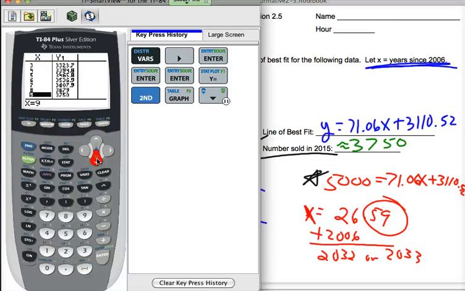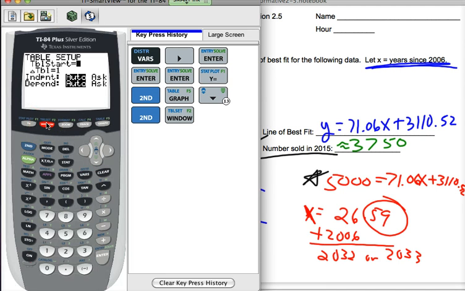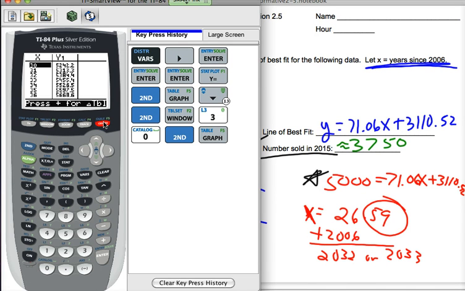Let's say you want to find 30 years from now. Rather than arrow down a bunch of times, if you hit second window, you can just tell your table to start at 30. Now if I hit second graph, I'm at 30, I can see, well, I'll be at 5,242. So that's another function that your calculator does.